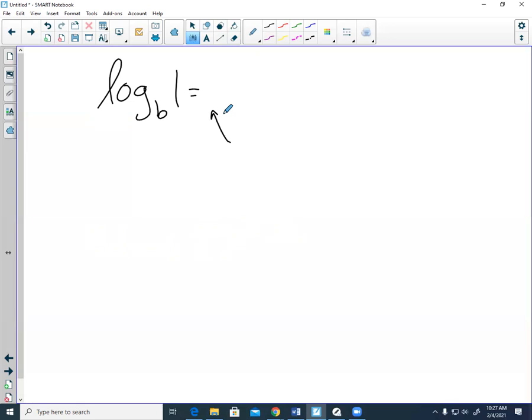Any ideas? Not quite. Not b. Oh, wait, is it b? Hang on, I don't remember. So right now what I would do is we'll call this x, because we're looking for it. I don't think it's b. So I have b to the x power equals 1.